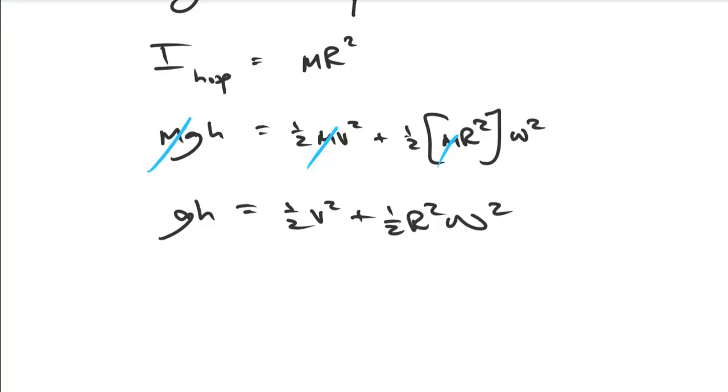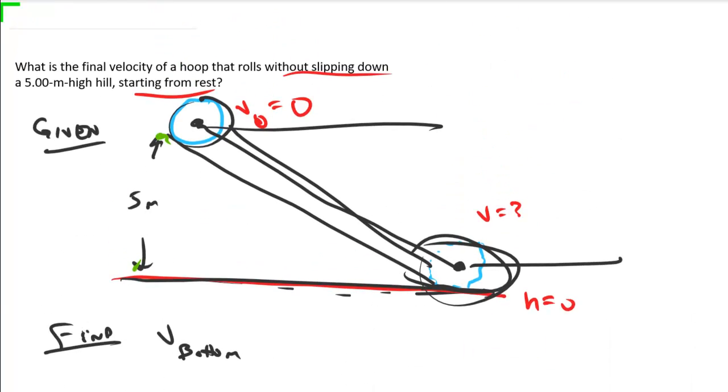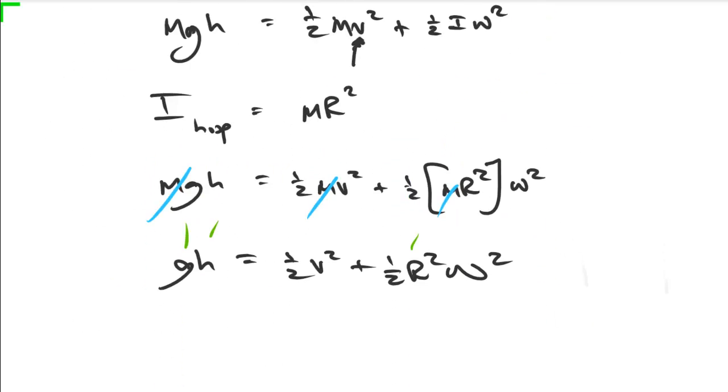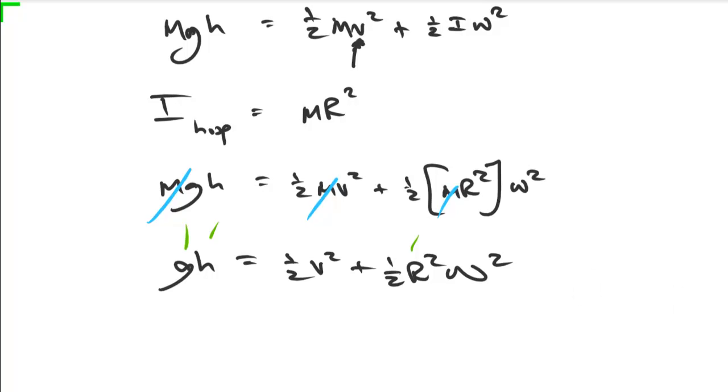But I'm looking for v, right? Okay, I have g, I have h, I have r. I believe we were given r, right? Oh, we weren't even given r. We're not given very much information. We're just given a 5 meter high hill. That's it. So it seems that v is unknown, r is unknown, and omega is unknown.